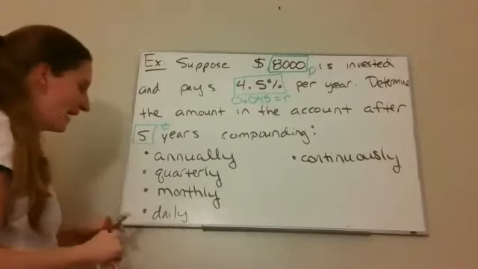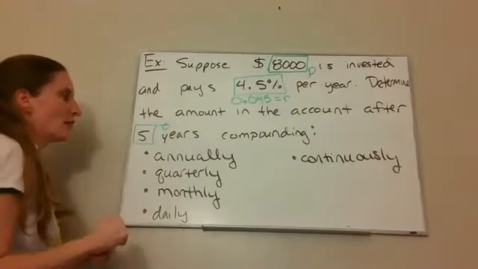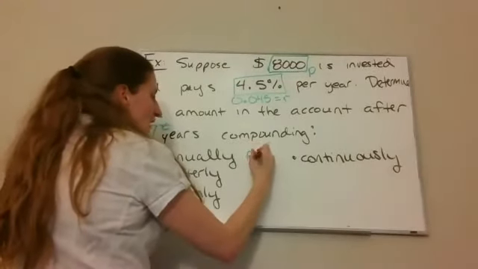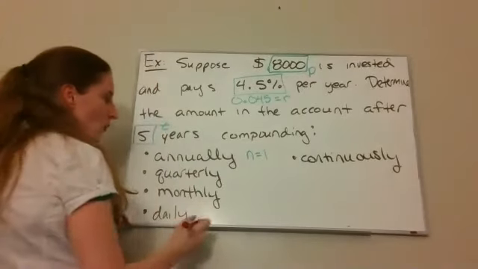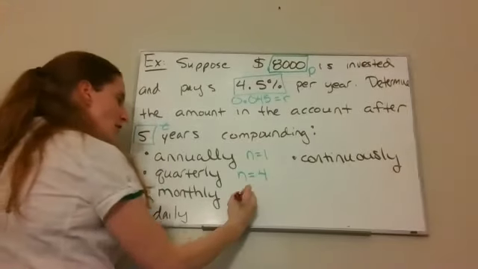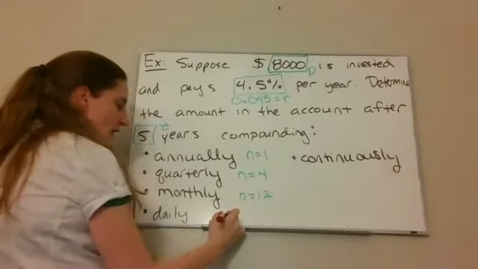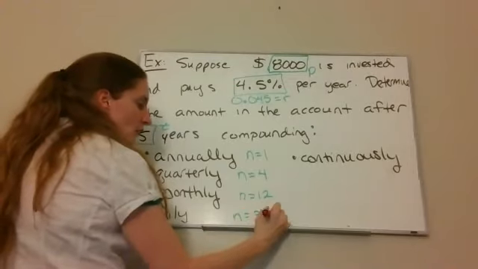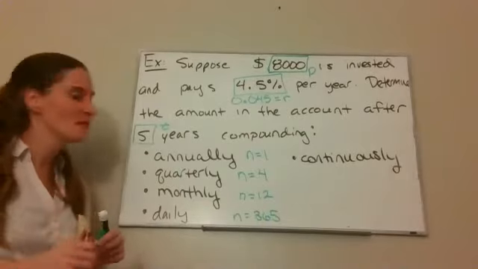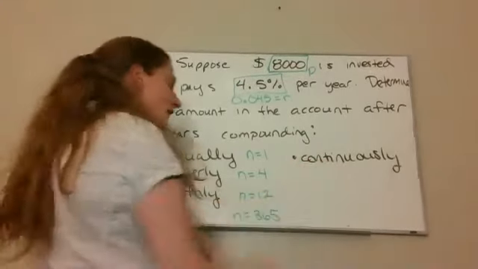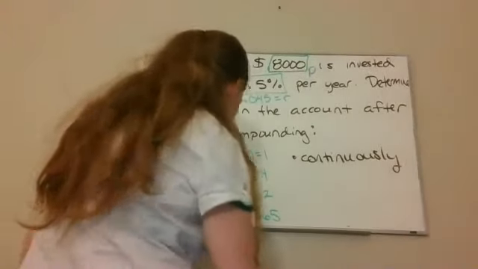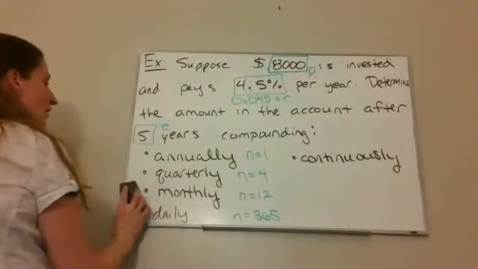But for these ones, I have an N that I need. So remember, N is the number of compounding periods a year. Annually just means once a year, so N is 1. Quarterly, 4 times a year. Monthly, 12. And daily, we will use 365, since there's usually 365 days in a year. So then again, continuously uses the other formula, so we don't have an N. Now it's just a matter of plugging all this info into the formula.